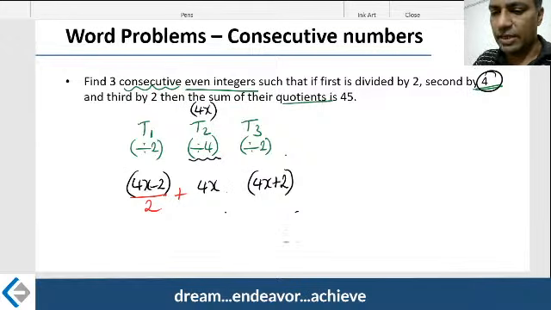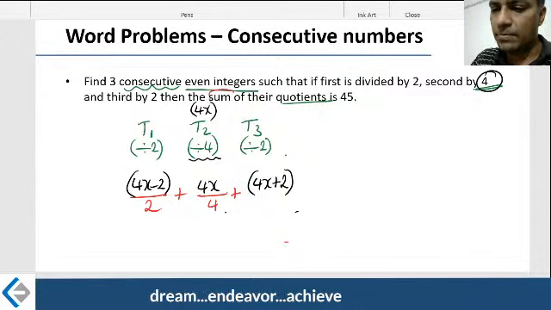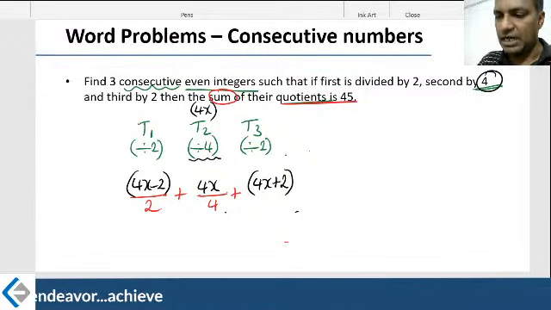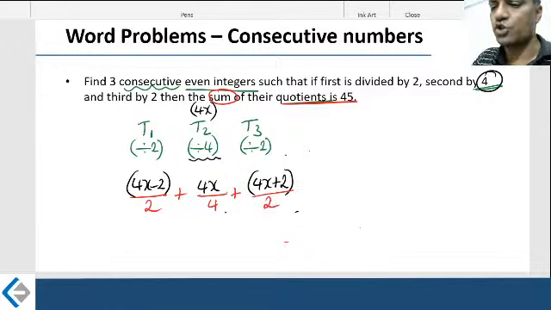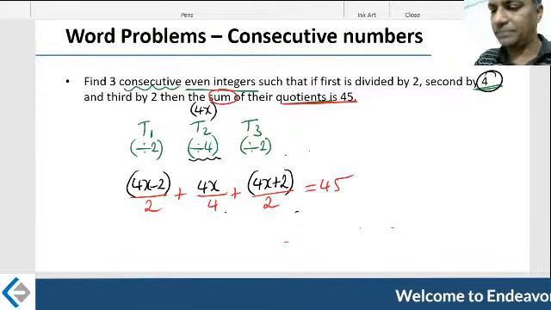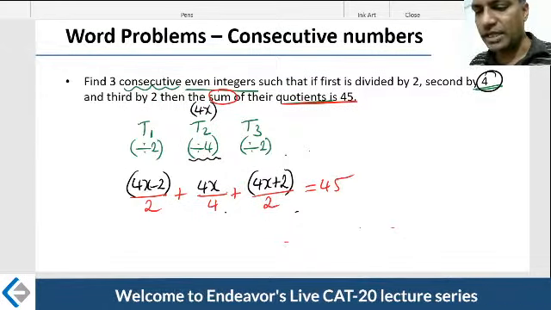When the first is divided by 2, the second you are dividing by 4, plus. Why plus? He is saying that the sum of the quotients is going to be 45. I'm dividing. Okay, this I should divide by what? 2. That should be equal to how much? 45. That is what he said towards the end.